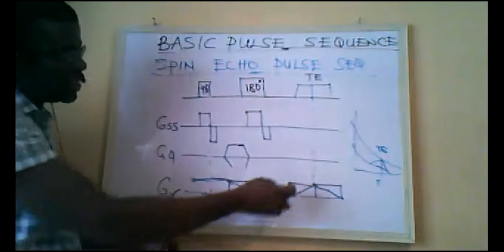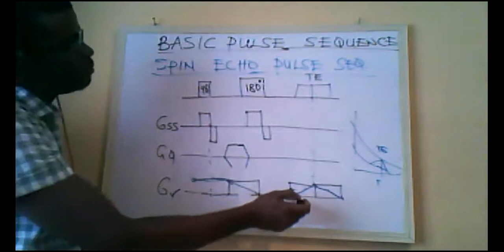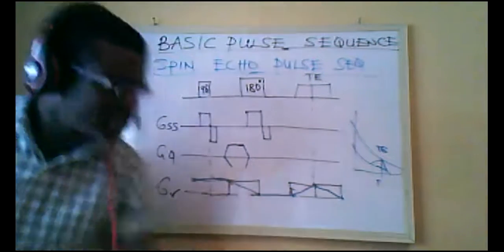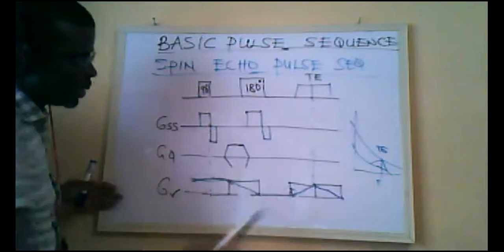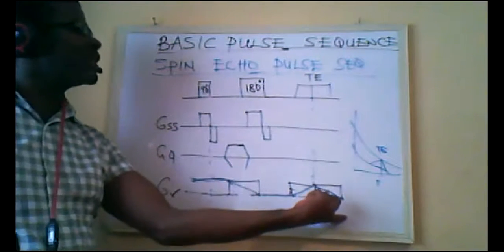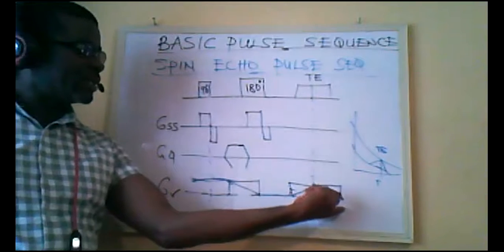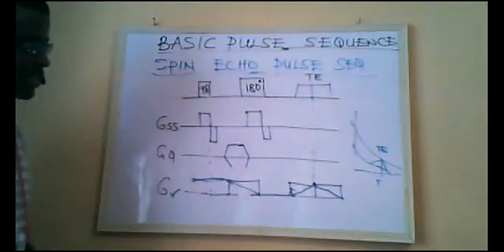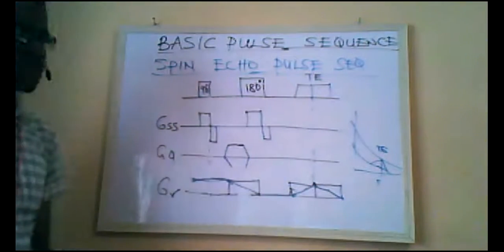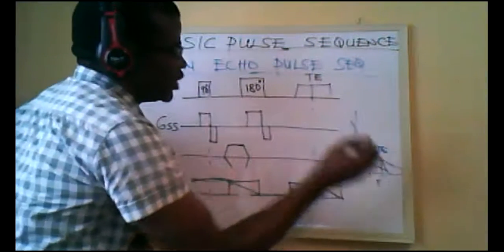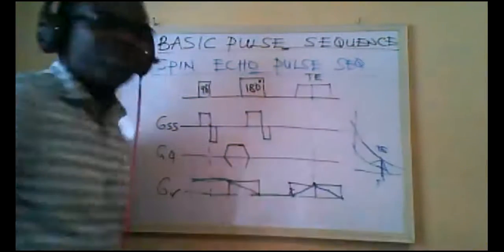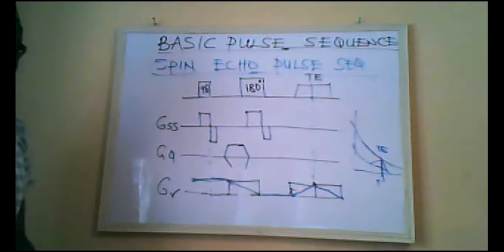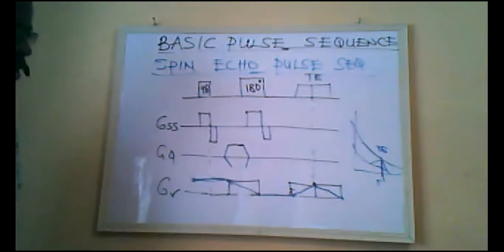We apply a 180. We now turn on the gradient coil again when we want to sample our signal. Then at this point, TE is where we now will sample our signal. What I actually have here is just a snapshot, because after something is going, it is just at this point that the machine registers the image, which will now be transformed by the 2D Fourier transform to give us an image.